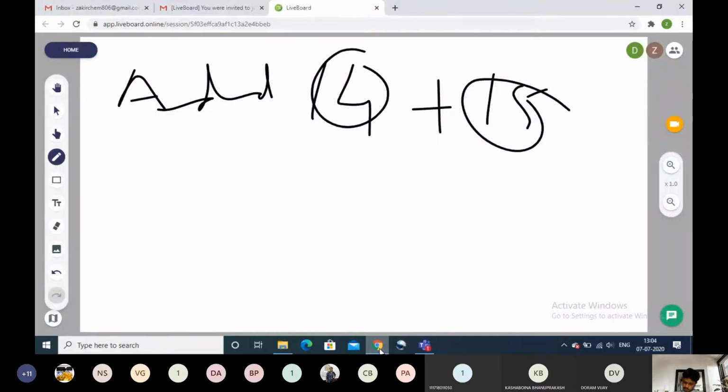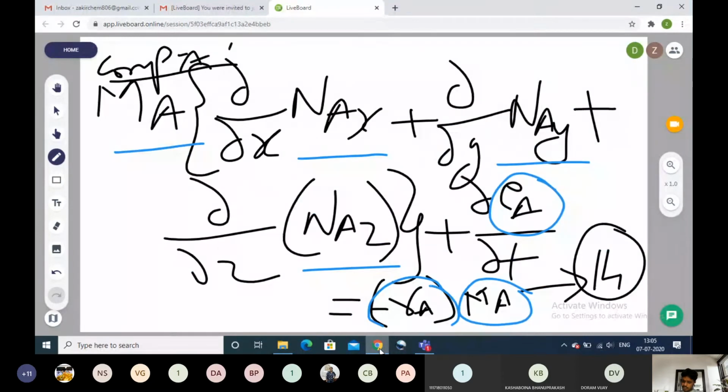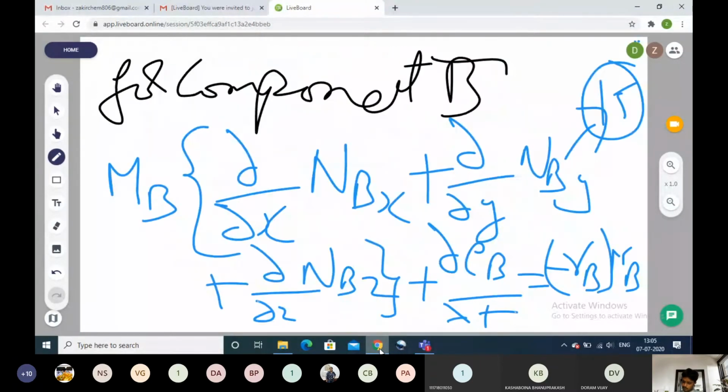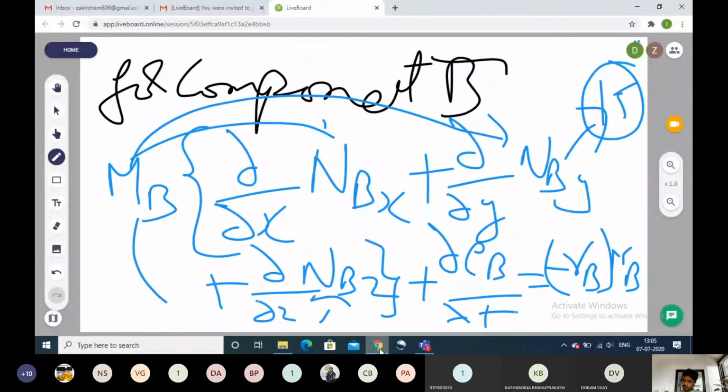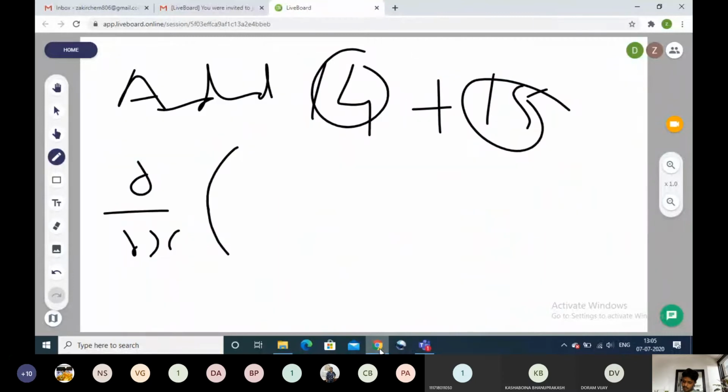Here, I'm just multiplying MA with each term. Meaning we have to multiply MA with NAX, and MA with NAY, and also MA with NAZ. These three terms are applicable for MA, and at the same time MB with NBX, MB with NBY, and MB with NBZ. I'm just multiplying and then writing here.